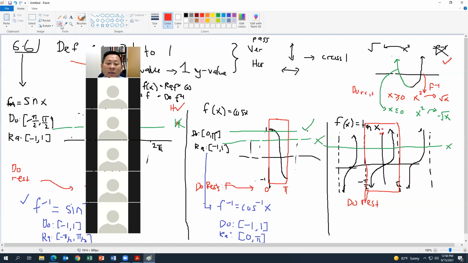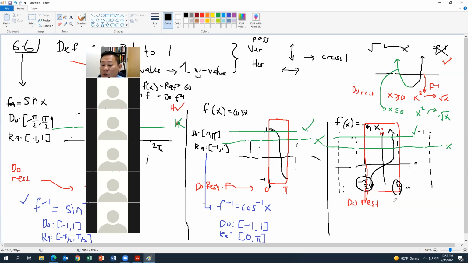So we will erase the rest of this tangent graph, we do not care about it. Once you take all this off and you apply the horizontal line test, it passes because you only cross 1 point. So the domain in this case will be from -pi over 2 to pi over 2.